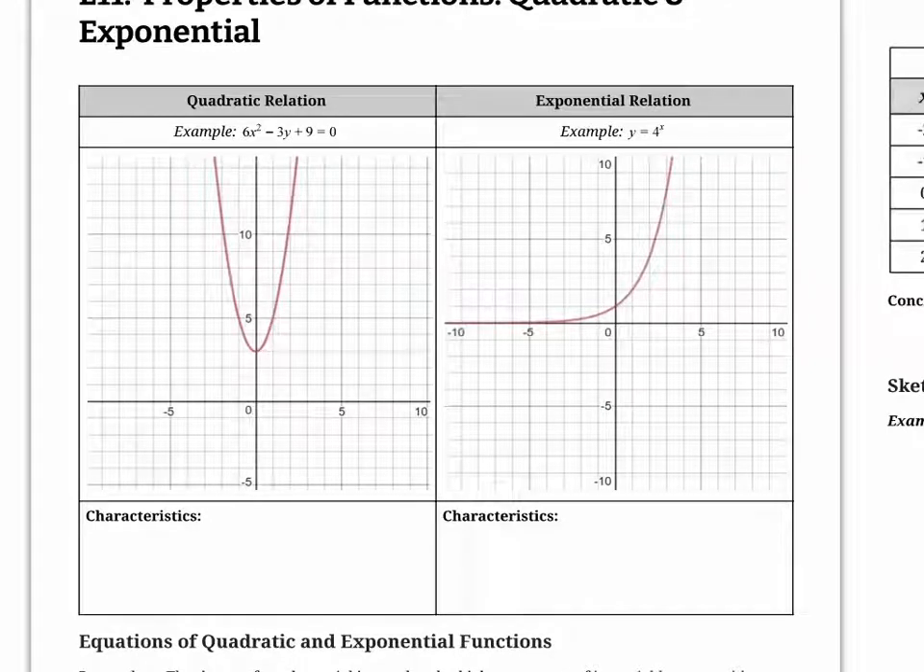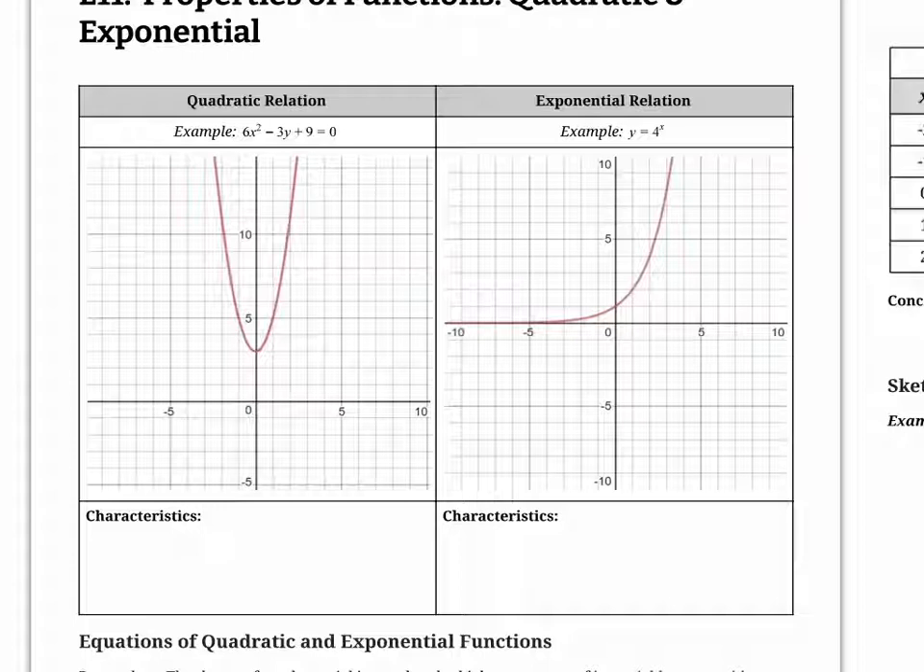In this video, we're going to look at two new functions, a quadratic function and an exponential function. We've seen quadratic functions in grade 10, but we may have never seen exponential functions, so this one might be new to us. To know if a function is quadratic or exponential, we can just look right at the equations.